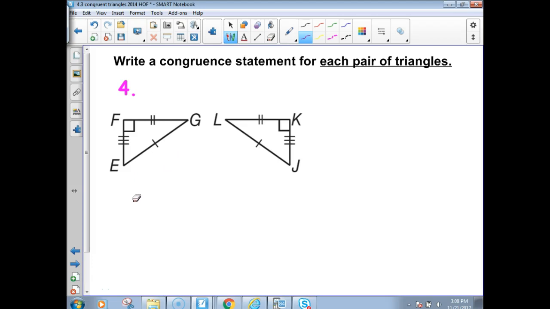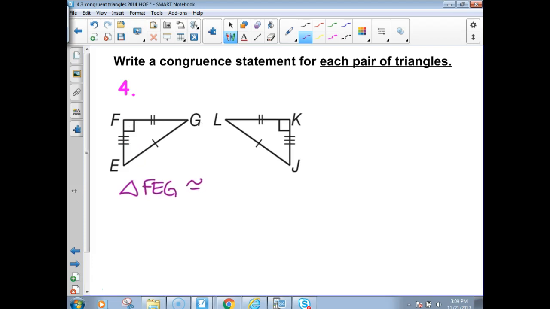All right. Write a congruent statement. That's all we're doing now. You don't have to write all the parts out. So let's go. Somebody give me a way to name the first triangle. All right, Carolyn. FEG. Okay.